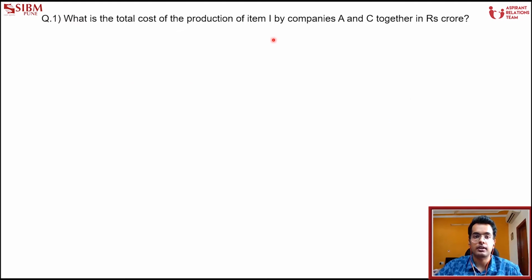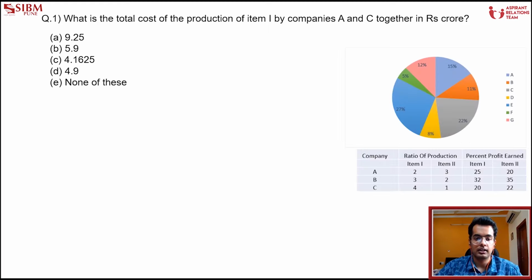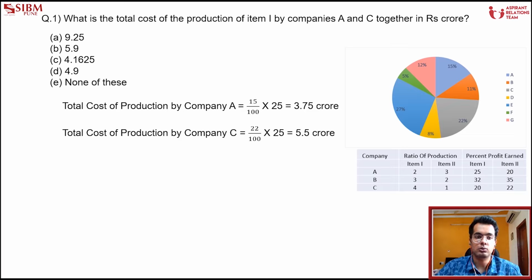What is the total cost of production of item 1 by companies A and C together in rupees crore? These are the options. Okay, so let's try to solve this question. First we'll figure out the total cost of production for company A and company C. Company A produces 15% of the total, so we have 15% of 25 crores, which is 3.75 crores. Similarly, company C produces 22% of the total 25 crores, so we get 5.5 crores.